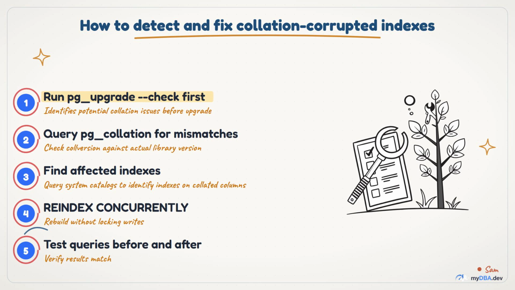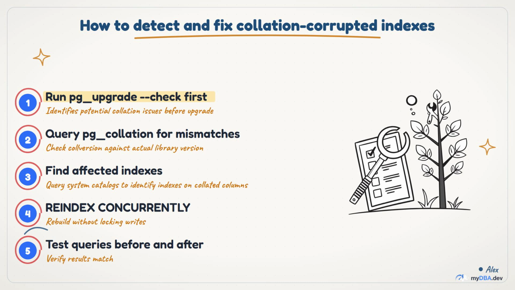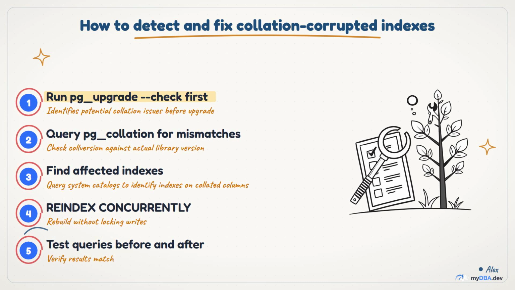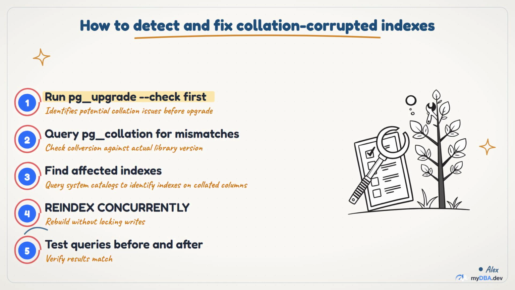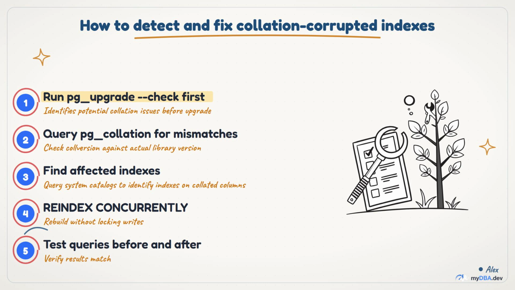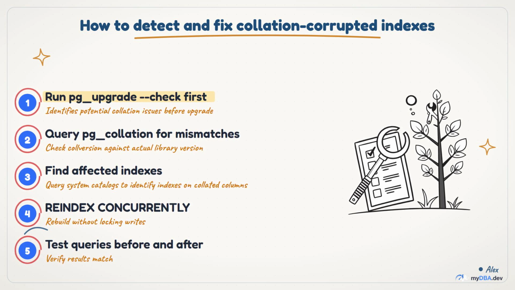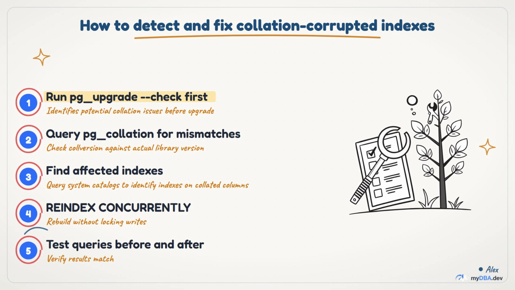How common is this? It depends on your OS and Postgres versions. Glibc collation changes have happened between major OS releases, for example, upgrading from Ubuntu 18 to 20 or RHEL 7 to 8. ICU collations are more stable but can still change. If you're upgrading Postgres and your OS at the same time, you're at higher risk. Always use check, and reindex proactively if there's any doubt.